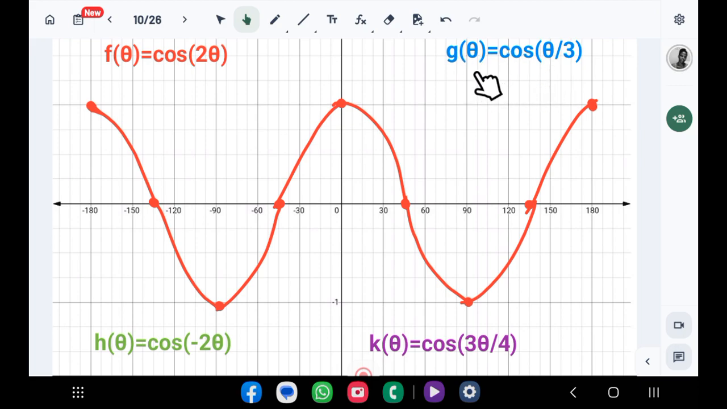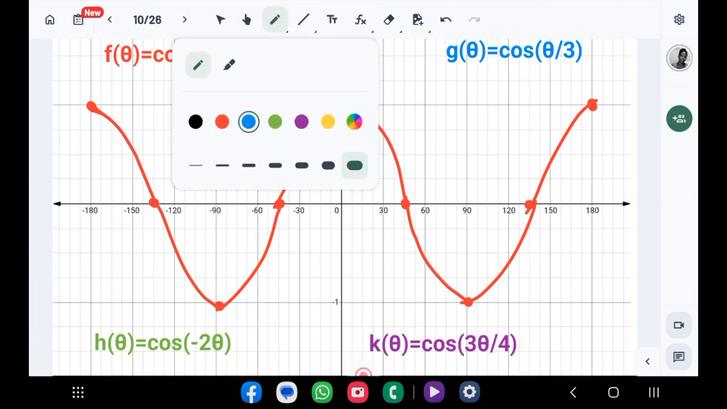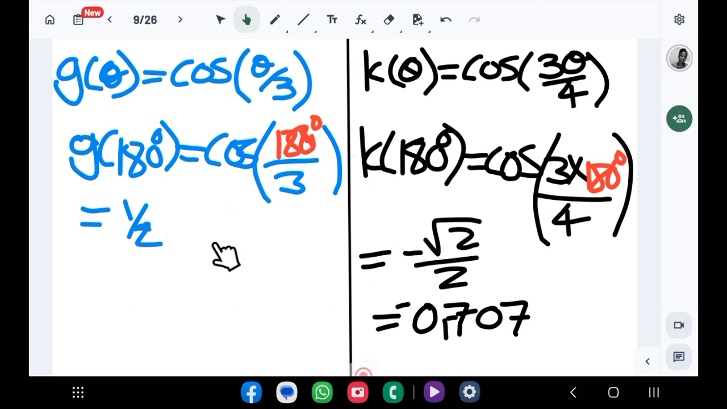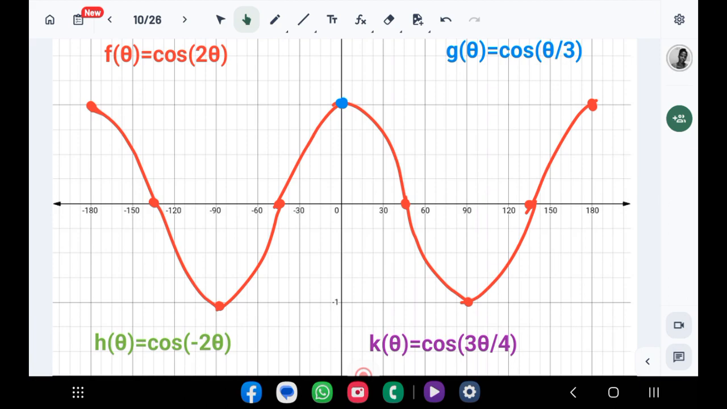Now let's plot the graph of g of theta equals to cos of theta over 3. Here, the first point, the maximum turning point is at 0, 1. Okay, and we do not have an x-intercept within the range. So what we do is we calculated what our y is going to be at this point of 180 degrees, and we found that to be half. G of 180 degrees is half. So we plot where half is, that will be there.